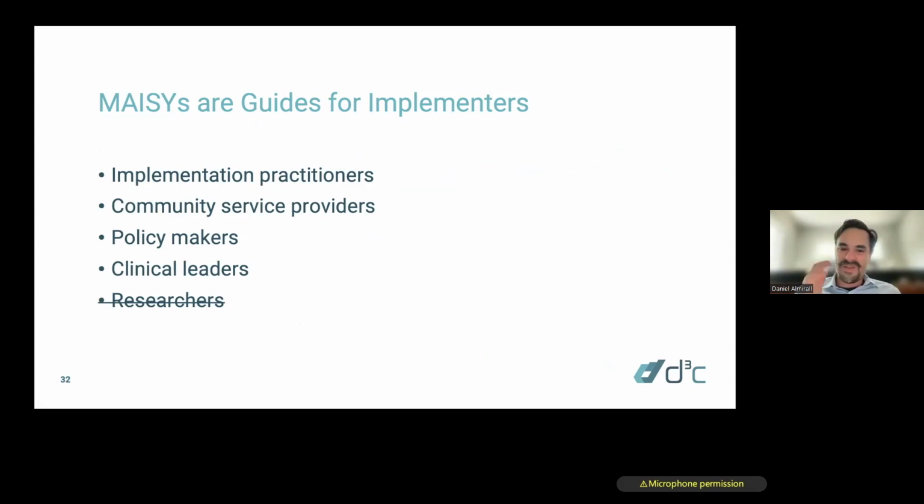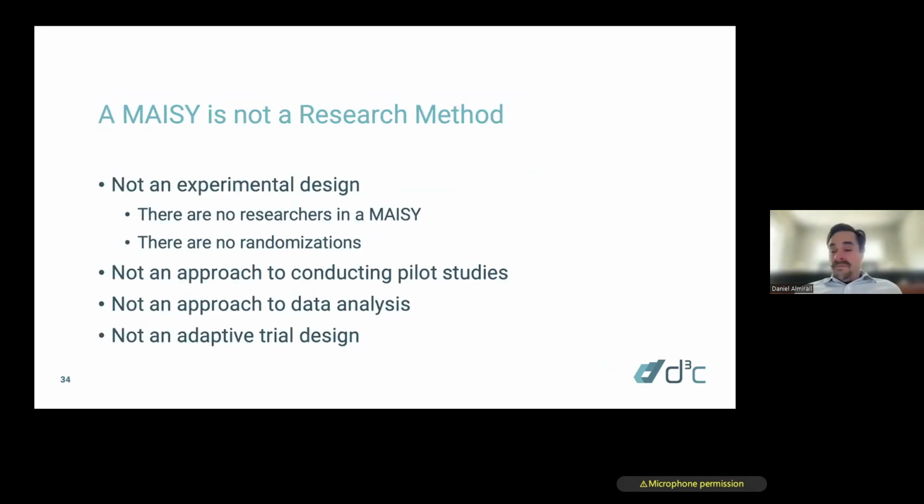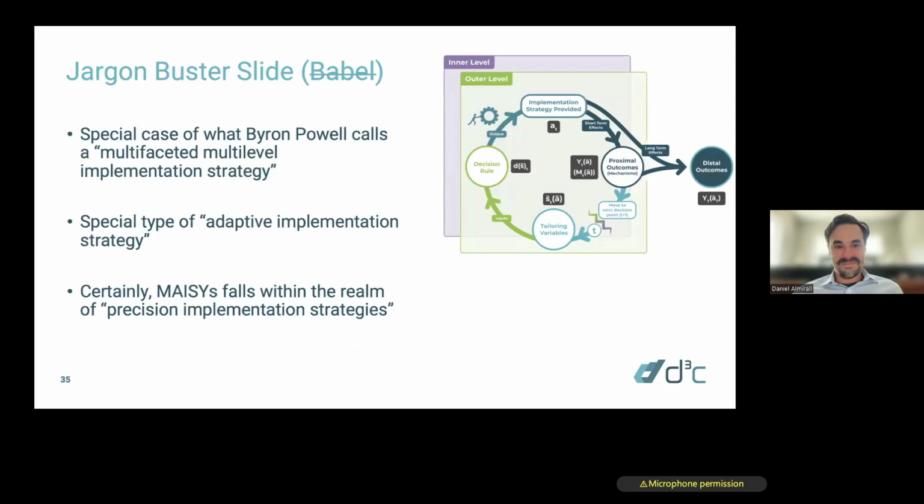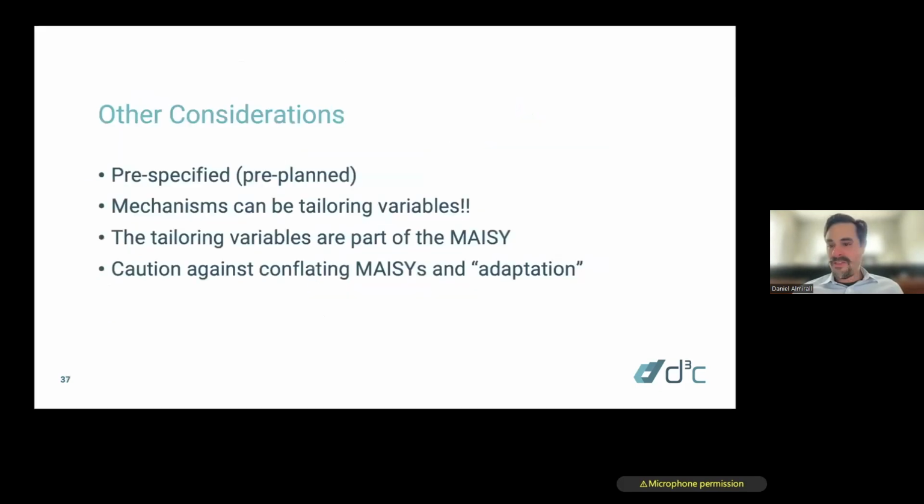All right. MAISYs are not for researchers. Because they're not for researchers, I have yet to talk about research. I haven't done anything related to research methods. Okay. Other considerations, and then I'm going to move on to the third part of my talk. MAISYs are pre-specified and pre-planned. Of course they are.